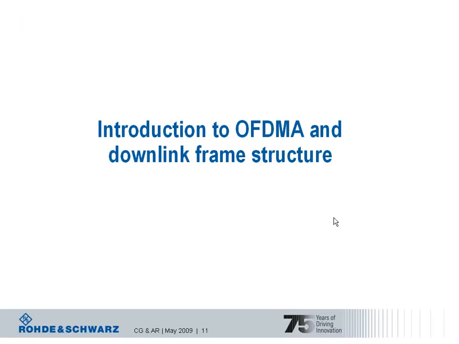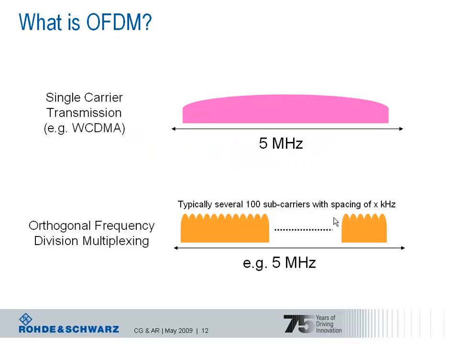Now let's have a closer look into the OFDMA multiple access scheme and the downlink frame structure for LTE. So what is OFDM? In an OFDM system, the available bandwidth is subdivided into multiple subcarriers, and each of these subcarriers can be independently modulated.